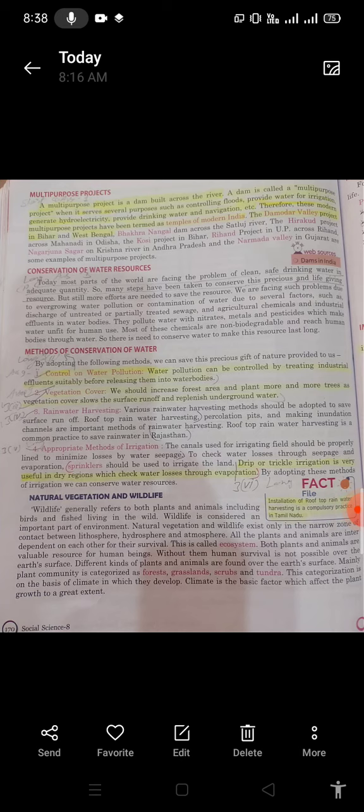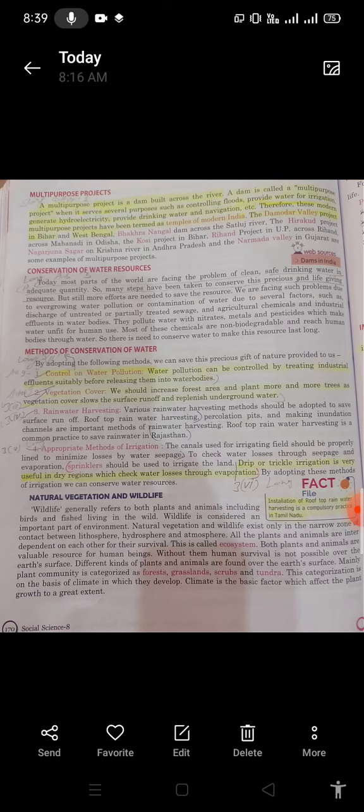Next, natural vegetation and wildlife. Wildlife generally refers to both plants and animals, including birds and fish living in the wild. Wildlife is considered an important part of the environment. Natural vegetation and wildlife exist only in the narrow zone of contact between the lithosphere, hydrosphere and atmosphere. All the plants and animals are interdependent on each other for their survival. This is called the ecosystem. This type of ecosystem has different categories: forests, grasslands, scrubs, and tundras.